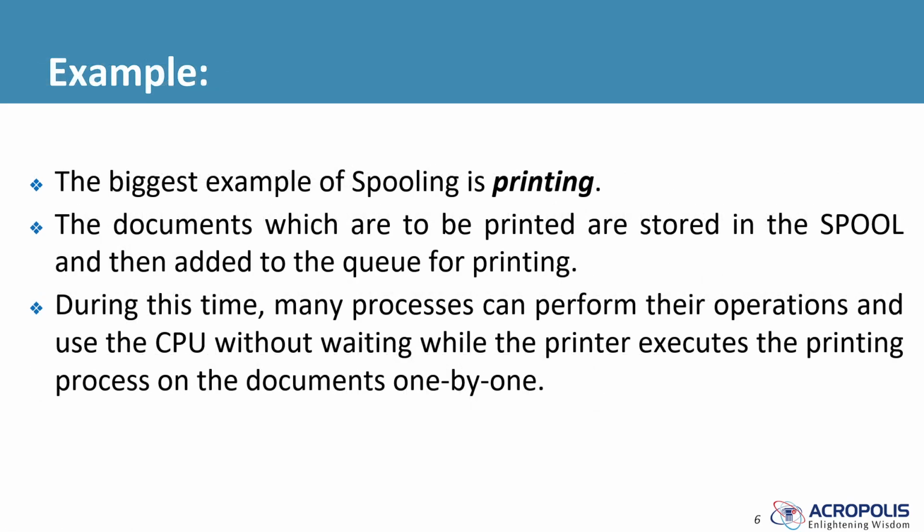So what are the examples? The biggest example of spooling is printing. In printing, we see the documents which are to be printed are stored in the spool and then added to the queue for printing. During this time, many processes can perform their operations and use the CPU without waiting while the printer executes the printing process on the documents one by one. So I think you have understood to some extent.